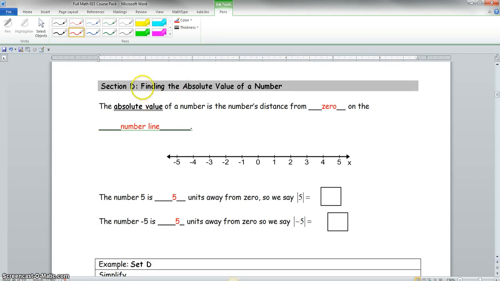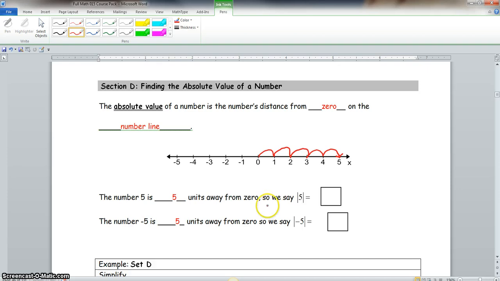Now we scroll down here to section D. It says find the absolute value of a number. The absolute value of a number is the number's distance from 0 on the number line. So it says the number 5 is 5 units away from 0. Okay, let's test that. We have 0 here. Now let's go from 0 to 5. So we go 1, 2, 3, 4, 5. I'll put an arrowhead to show that we stop here. So we went 5 units away from 0.